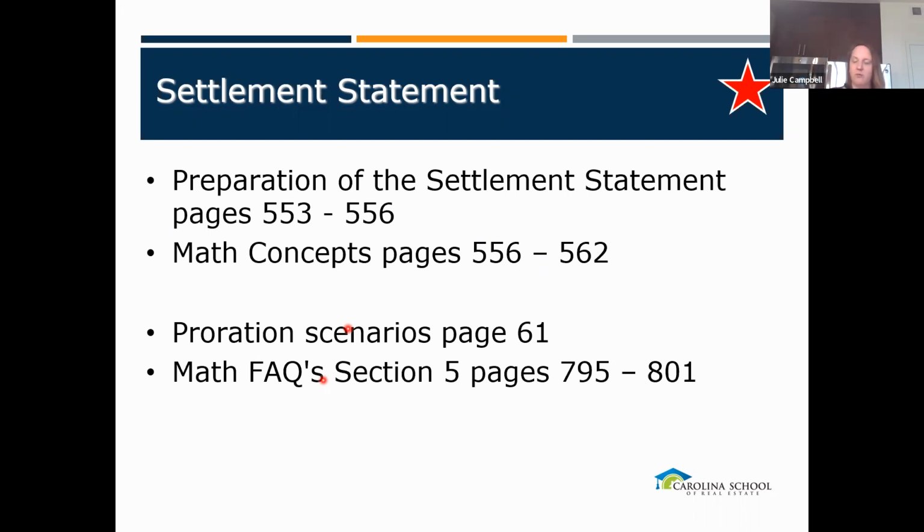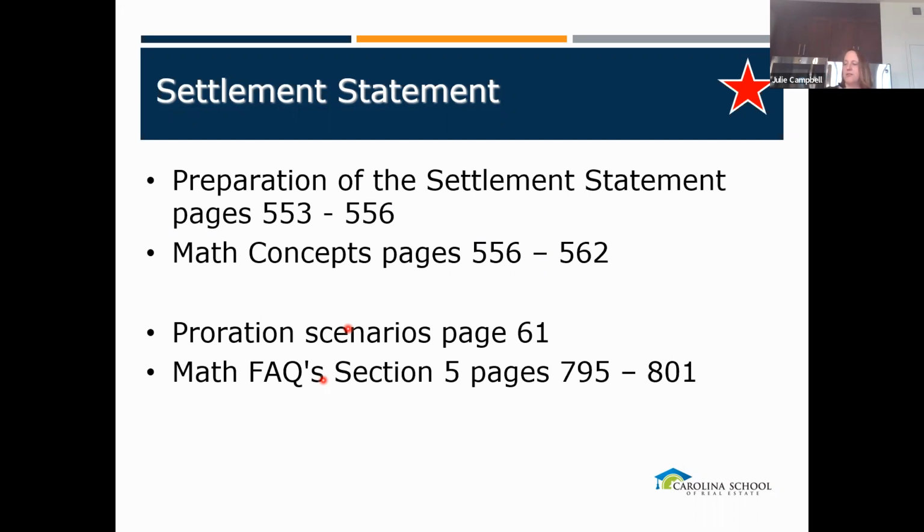So when we prorate, when we come back together, we're going to learn to figure out: is it a debit to the seller and a credit to the buyer, or is it a credit to the seller, debit to the buyer? And then you have double entry items. It's double entry because it's showing up twice on the settlement statement.